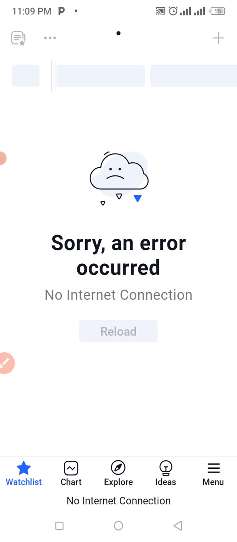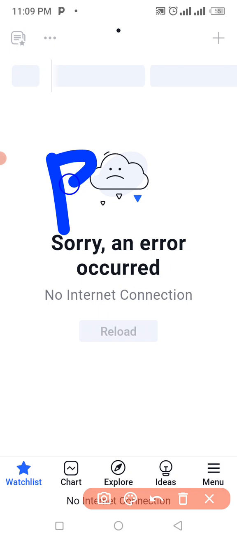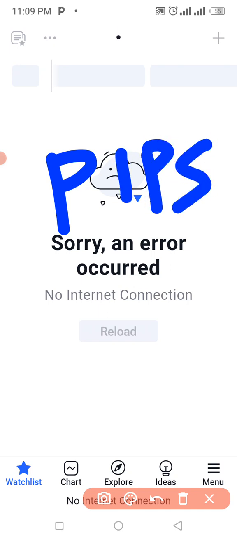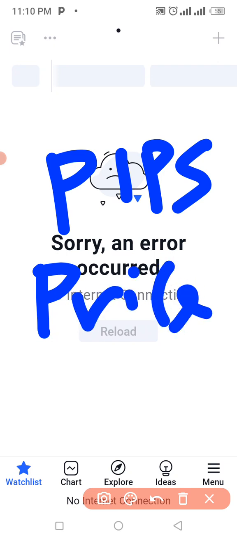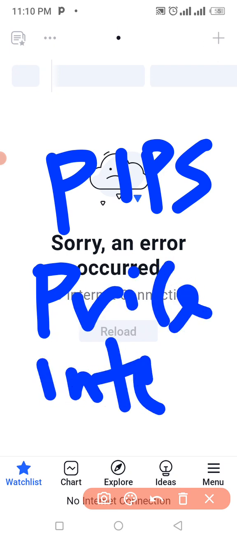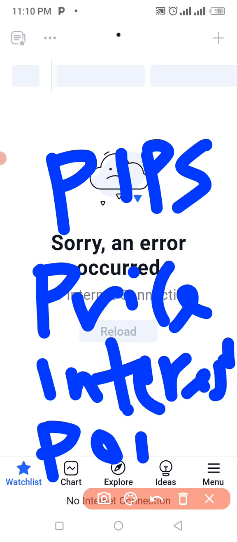Today we are going to talk about pips and lot size. Now let us deal with the first aspect, which is pips. What is the meaning of pips? In Forex trading, when we talk of pips, we say that pips simply means a price interest point. The first P stands for price, I stands for interest, and the last P stands for point.